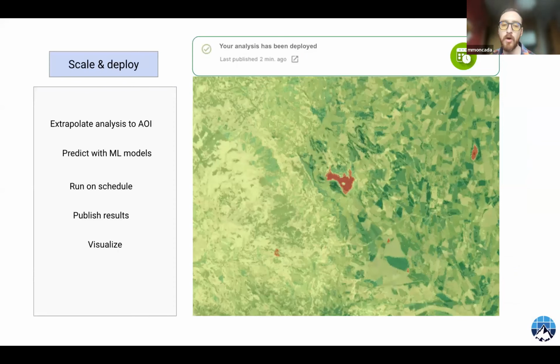And then once they know what they want to actually analyze in a certain area, users will be able to extrapolate the analysis to a bigger area of interest, run, if they want, the train and test phases on a bigger area, and predict with ML models or their analysis, and then finally run on a schedule and publish the results.